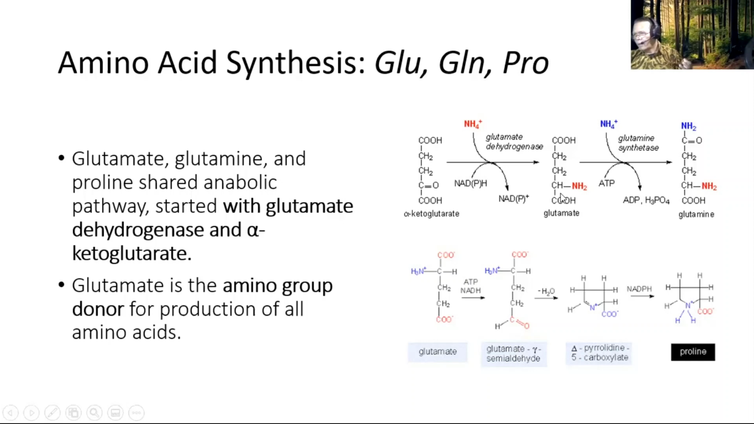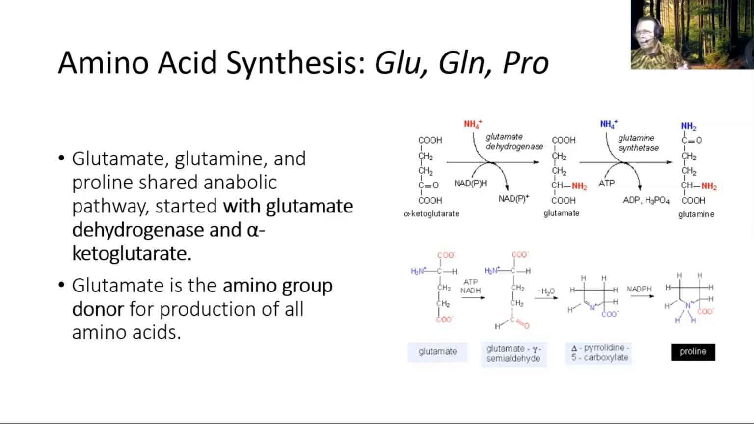Then this glutamate will convert into glutamine. Glutamate is the amino group donor for production of all amino acids. Once again, glutamate is the amino group donor for production of all amino acids.